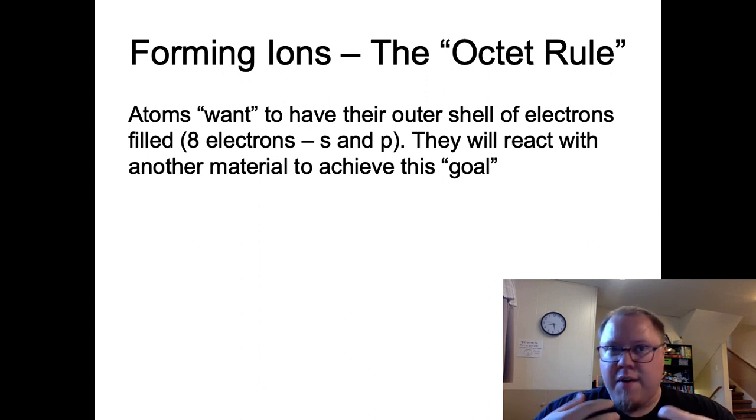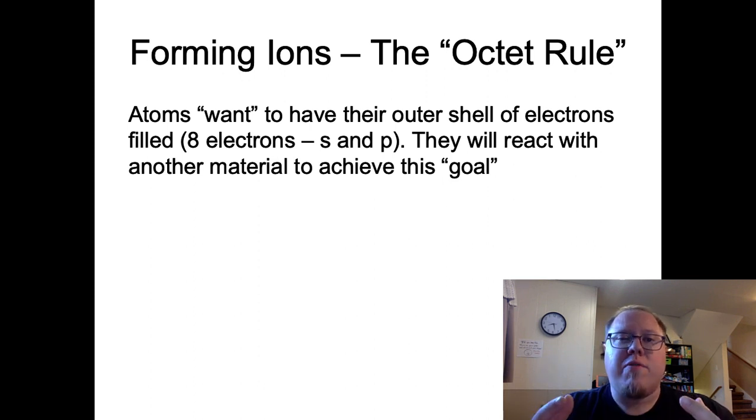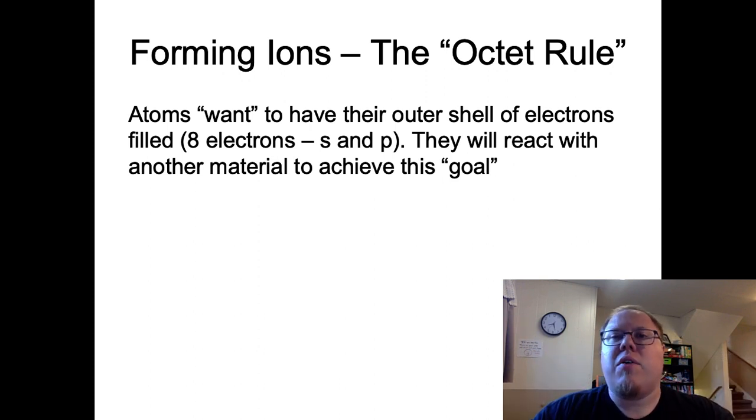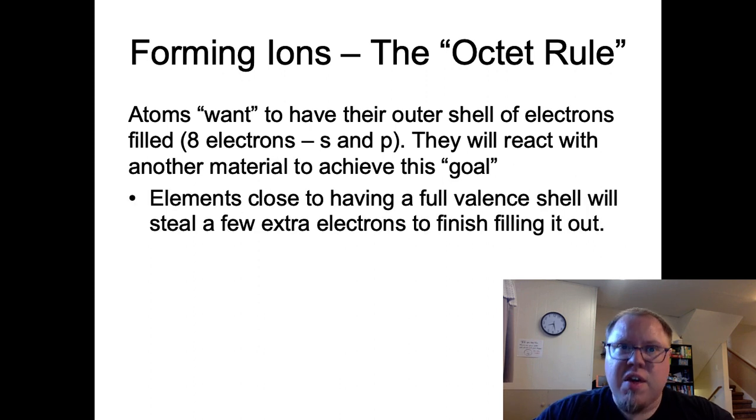The noble gases have 8 valence electrons. All of them want to try and have 8, filling in the s's and the p's completely. They will react with another material to achieve this goal. Now there are 2 ways they can do it. Either they can steal a few extra electrons to get 8. This is what they're going to do if they are close to having 8. So if they have 7, then they're going to steal 1 more, then they'll have 8. It just takes a few more to finish them out.